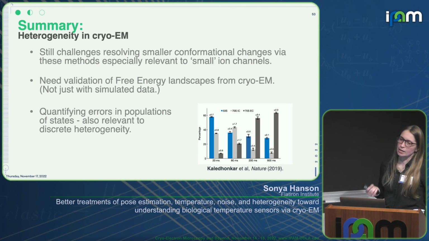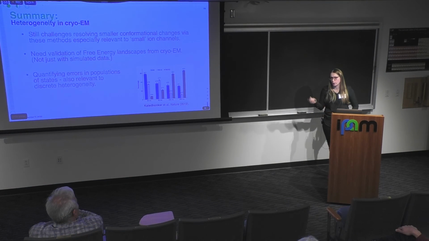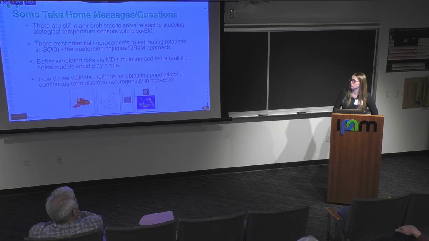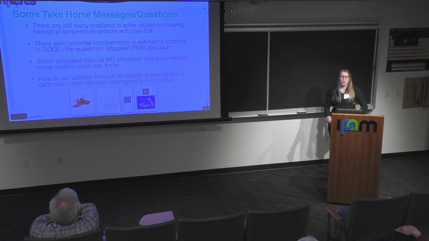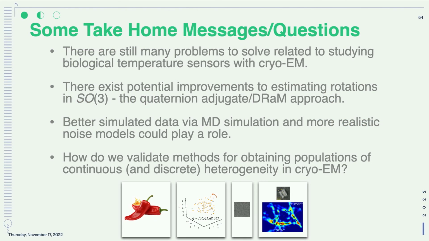And so I think any advances we can make in understanding free energy landscapes will also have an impact on general 3D classification and what the uncertainties there are when we try and get these populations. And so that's my last section of the talk. And so these are some take-home messages and questions for you all.